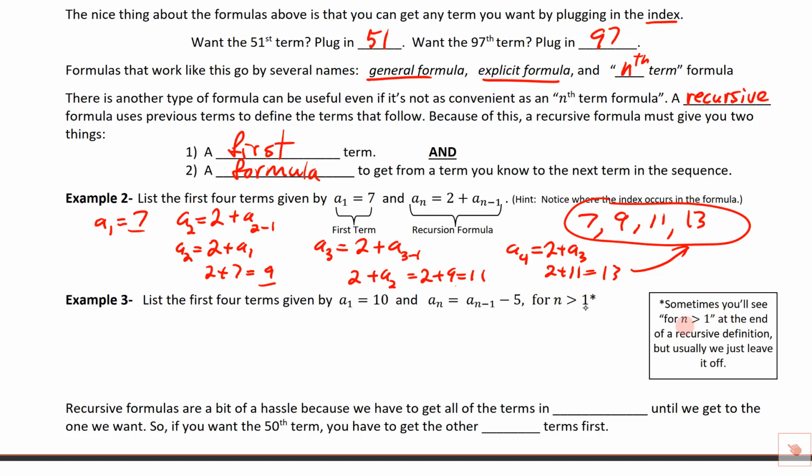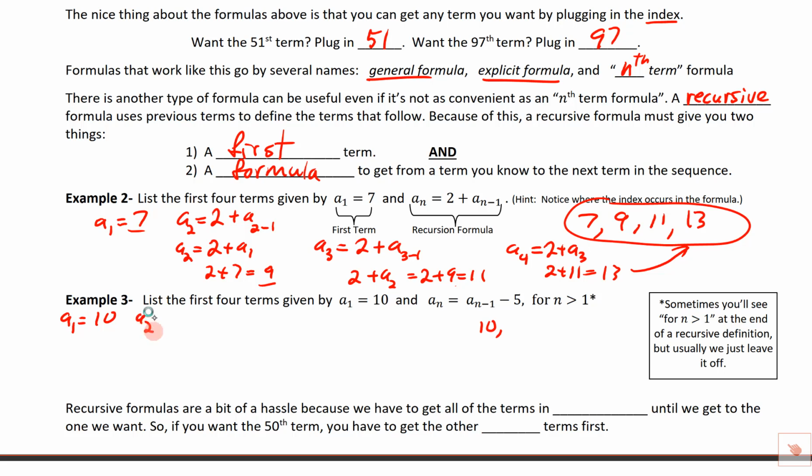Now, sometimes they include this right here. If not, it's just kind of understood that once we figure out what the first term is, this recursive formula, or this recursive definition, or the recursion formula, as we say, only works if you plug in something bigger than 1. So that means you'd have to start by plugging in a 2. So we're going to do a sub 1 is equal to 10. So I'm going to come over here and put a 10.